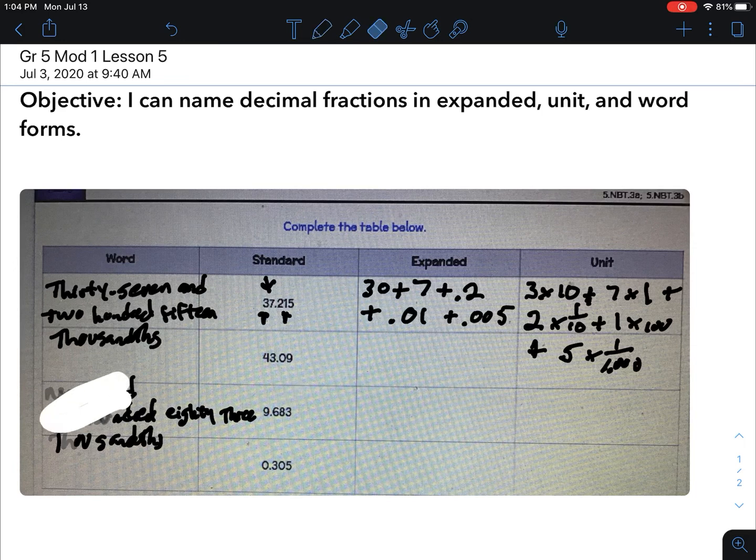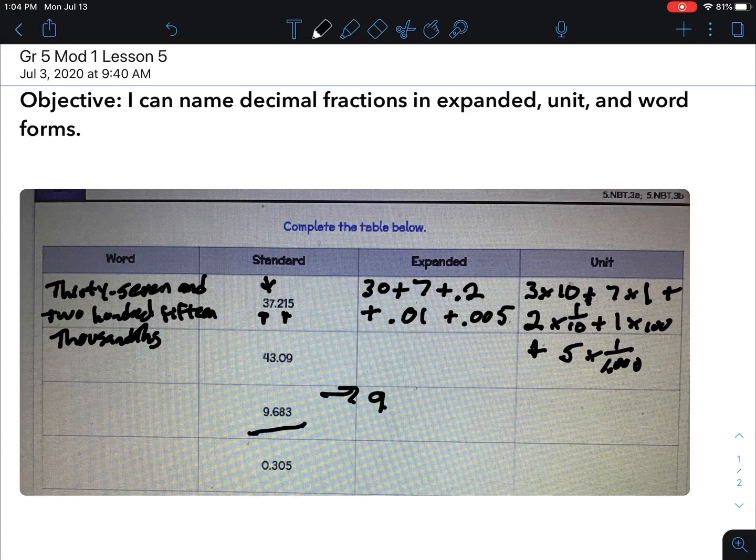Okay. Next, let me get rid of that so you can see better. I want you to write this number in expanded form. How would you write that in expanded form? All right, you'd break apart the number, so you just have a whole number of 9 plus 6/10 plus 8/100 plus 3/1000. Hopefully you got that.